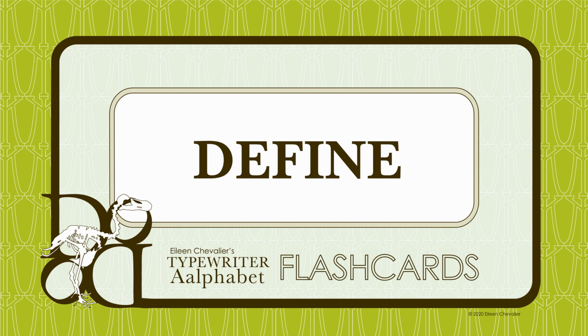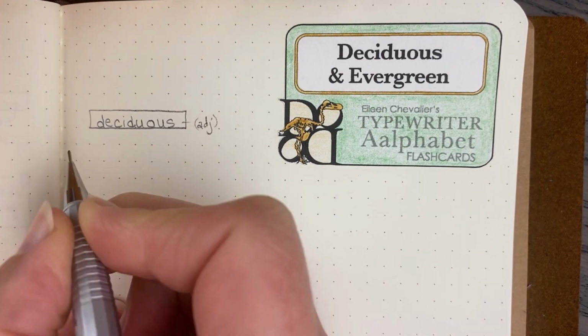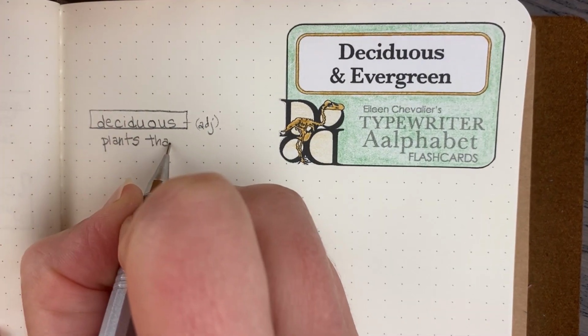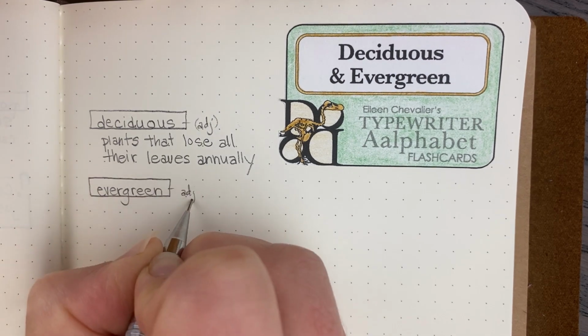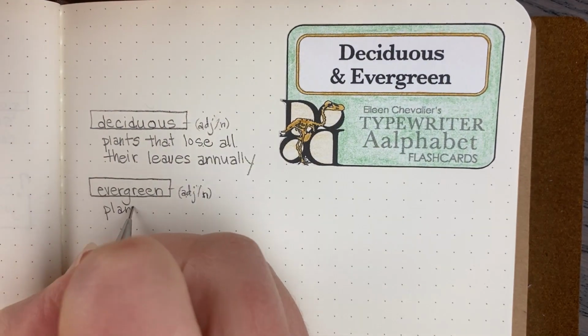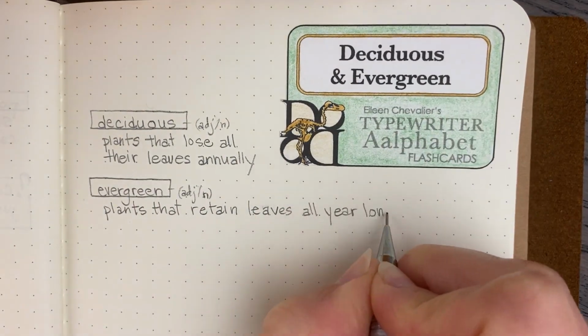All right, before we get into those, I will read a couple of definitions for you. You probably already know them since we just talked about them, but get out your paper and write it down. It'll help you remember. First off, deciduous: plants that lose all of their leaves annually. Evergreen: plants that retain leaves throughout the year.